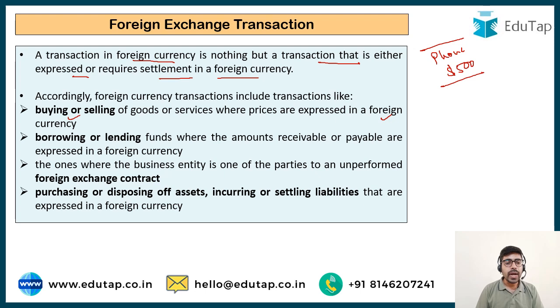Another one is where we are party to a foreign exchange contract, and one pertaining to purchasing or disposing of assets, incurring or settling liabilities which are in foreign currency. We are buying any asset in foreign currency, we are incurring or settling any liability which is in foreign currency. So they are all foreign currency transactions as per Accounting Standard 11. Quite simply, any transaction in which the dollar or foreign currency comes into the picture is going to be a foreign currency transaction, and this accounting standard is going to tell us how we should proceed with it.